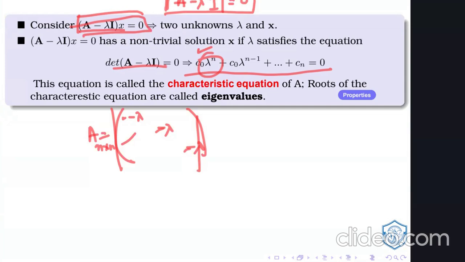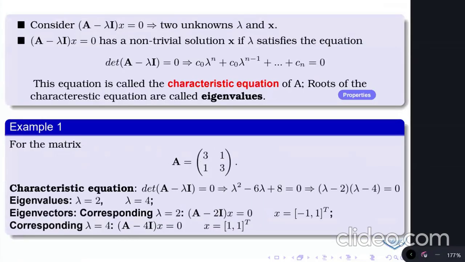From this equation we can have n roots, λ1, λ2, up to λn. N roots means there are n eigenvalues. There can be multiple roots also, and there can be multiplicities, but from an nth order equation, I can have n roots, which give n eigenvalues. This equation is known as the characteristic equation. Roots of the characteristic equation, as I told, are called the eigenvalues. Now we see an example.